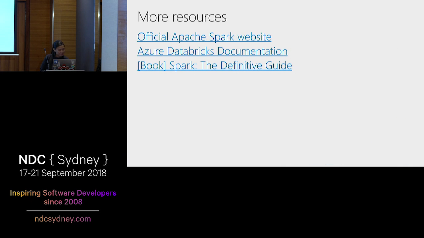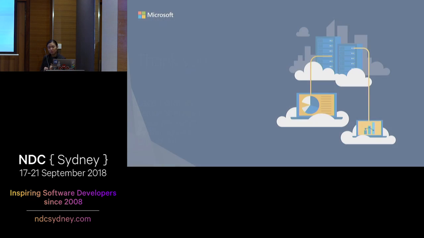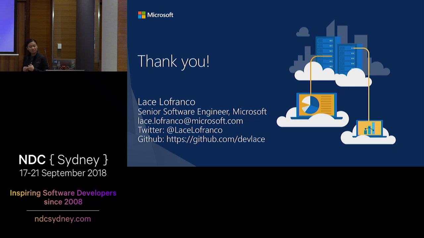Okay, so more resources: the Apache Spark website, your Azure Databricks documentation, and this is a great book by the creator of Apache Spark, Matei Zaharia, which goes deeper into the Spark details. I highly recommend this book. It was recently released this year, I believe. I just read the pre-release. So, with that, that's pretty much it. Does anyone have questions?